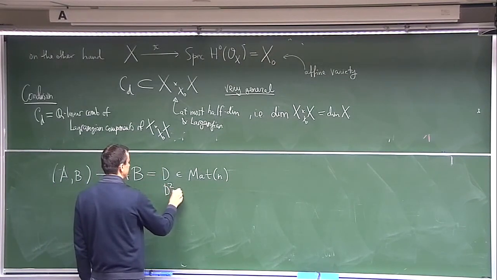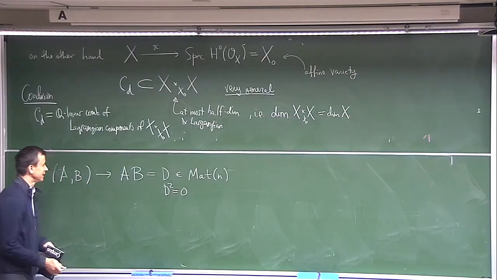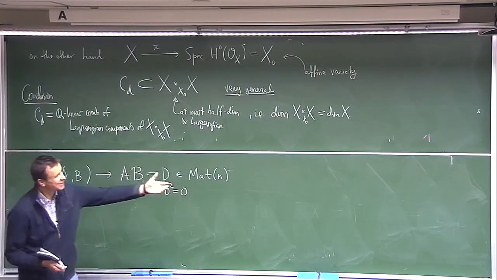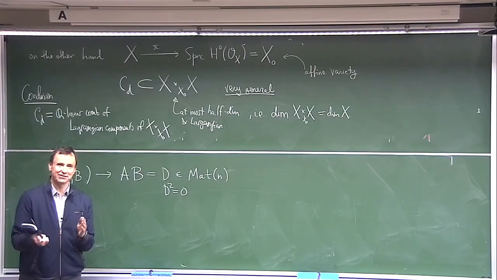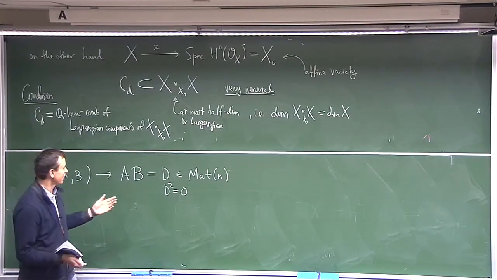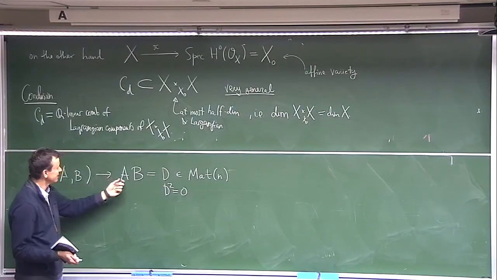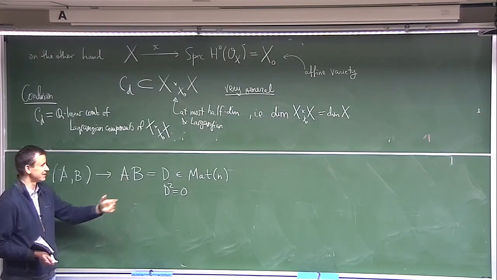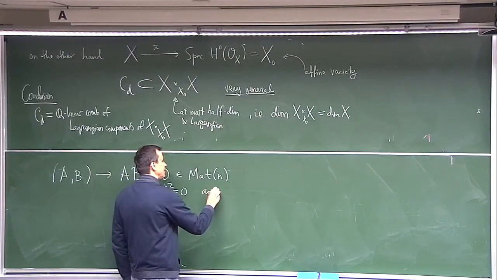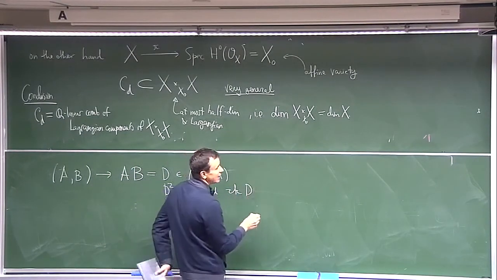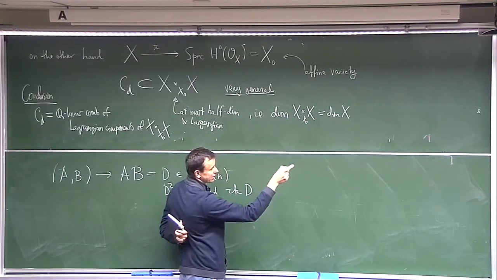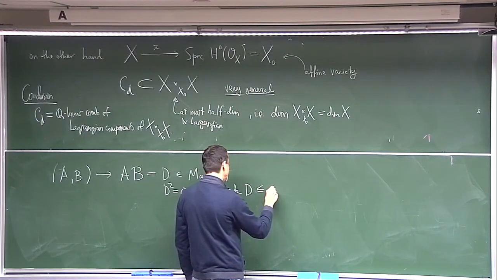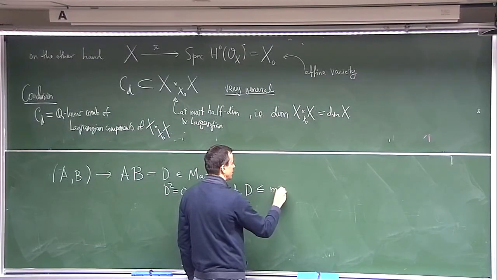D square is 0. Put differently, the non-zero eigenvalues of B times A and A times B are the same, and so therefore all eigenvalues of D are 0. But in fact, it's square 0 because if I write AB, and I get BA, and so this square is 0. And the rank of D is bounded by both, so it's at most the minimum. Okay.